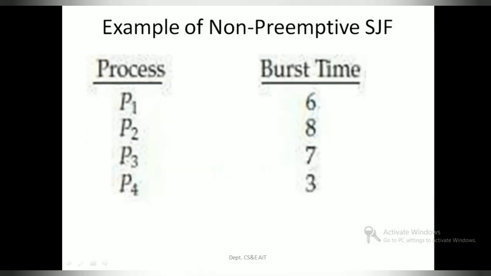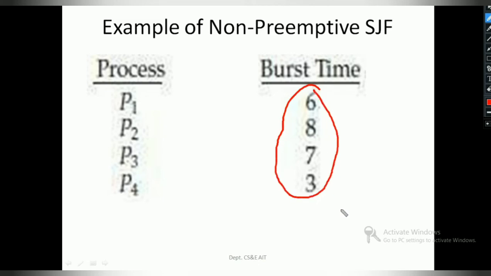Now what happens when there is no arrival time assigned? I have only the burst time and the process. So what do I do in the non-preemptive version? There are only two things given: I have the number of processes and I have the burst time. So I shall be sorting the processes based on the burst time. So how do I do that?